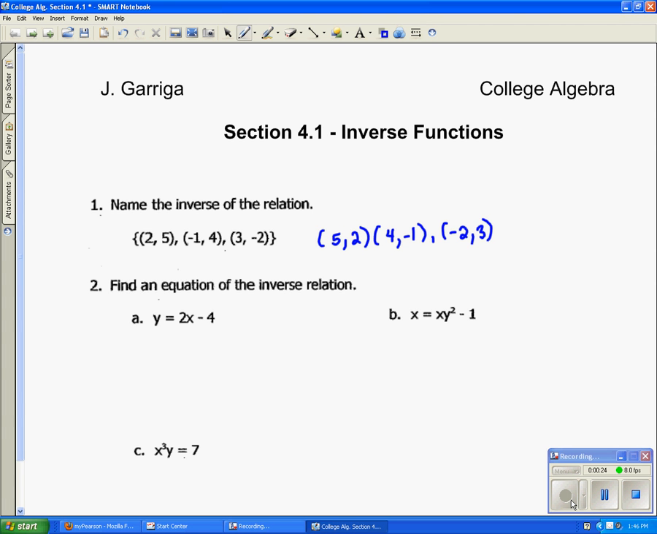Same thing when you find the equation of an inverse, you're going to replace the x with the y and vice versa. So switch their position. So in B it's going to be y equals y x squared minus 1, and in C it's going to be y cubed x equals 7. So inverse would basically exchange the positions of the x's and y's.